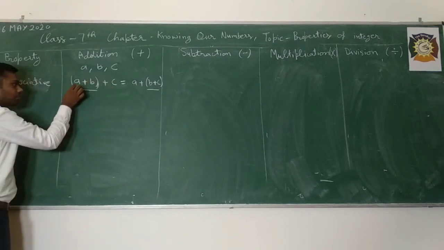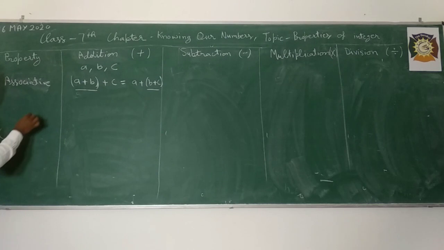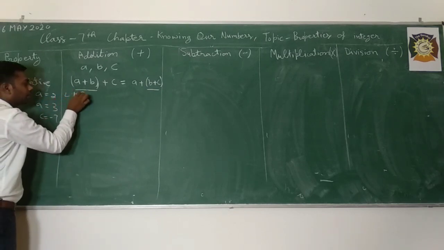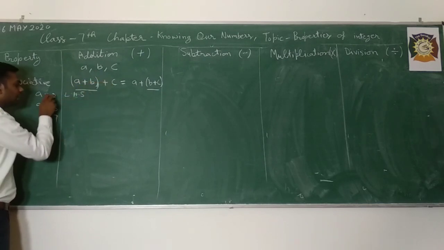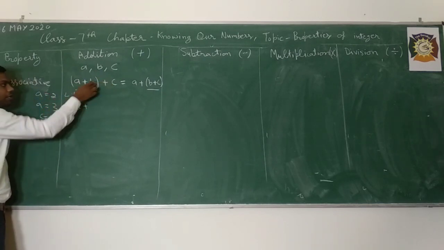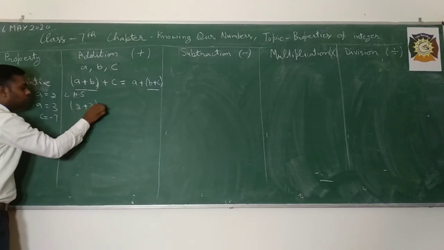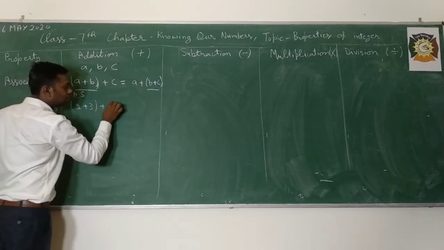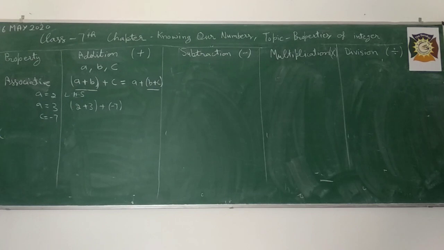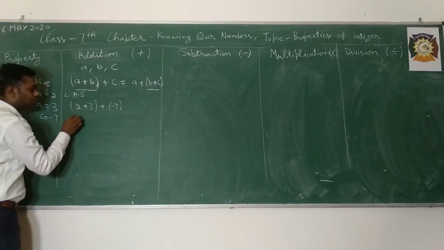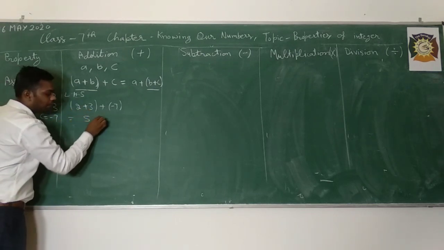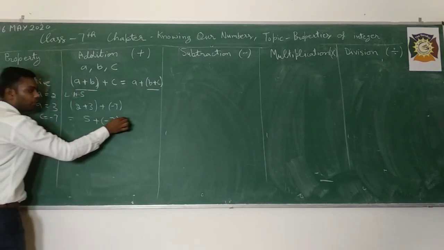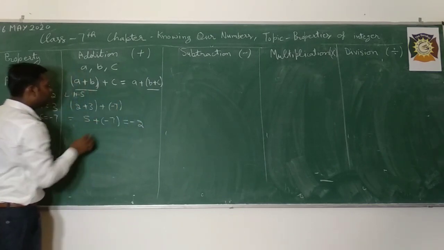Let's see. Take a equal to 2, b equal to 3, and c equal to minus 7. Put in the left hand side, (a + b) + c. Here a equal to 2, b equal to 3, and c equal to minus 7. Add that. 2 plus 3 that is 5, plus minus 7 that equals minus 2. Take the right hand side.